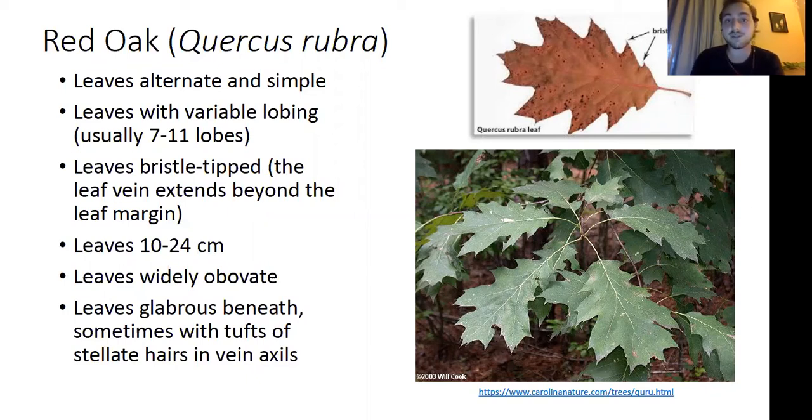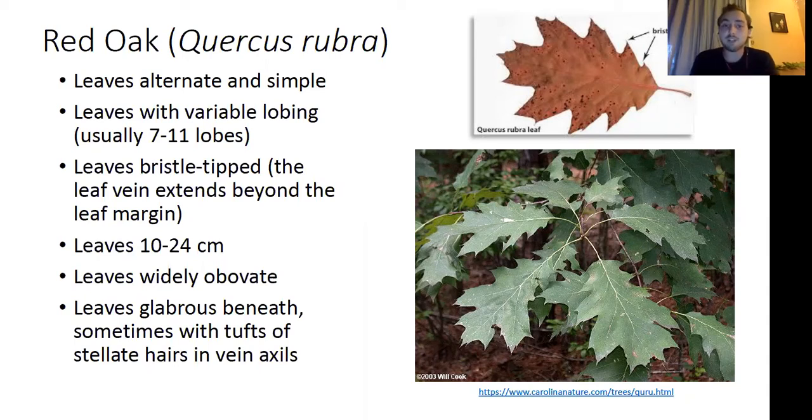So that is how you separate red oak and white oak group species in the spring and summer, is the presence of a bristle tip. If it is bristle tipped, then you have a red oak group species. If the lobes are rounded and not consisting of a bristle tip, then you have a white oak group species.